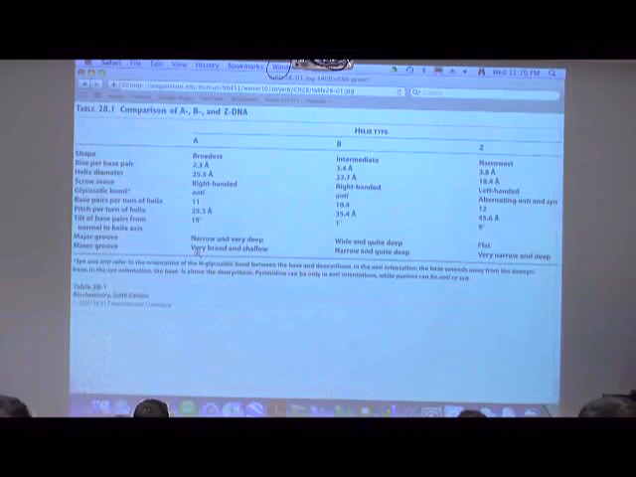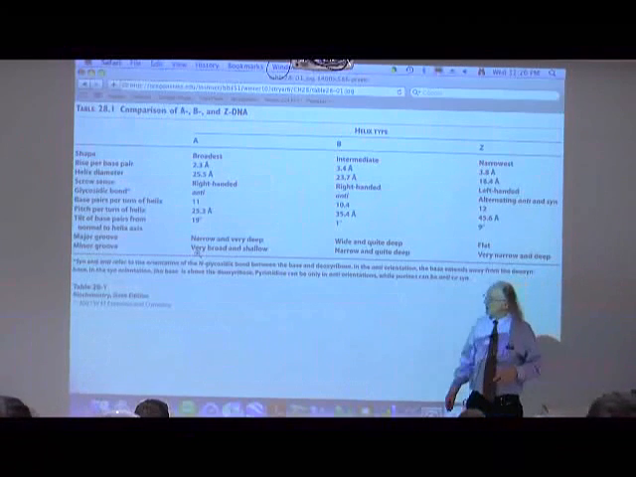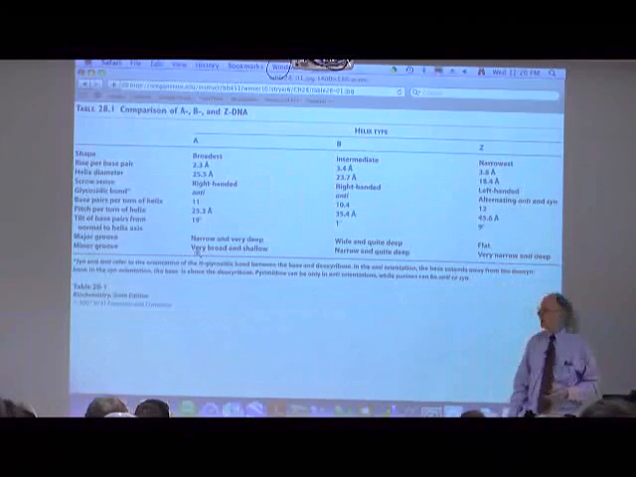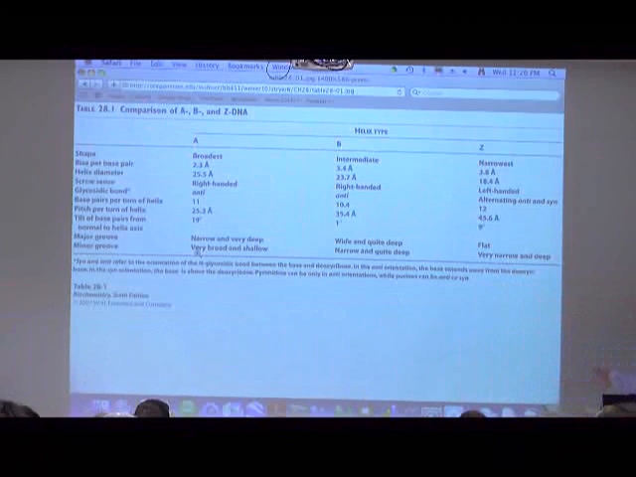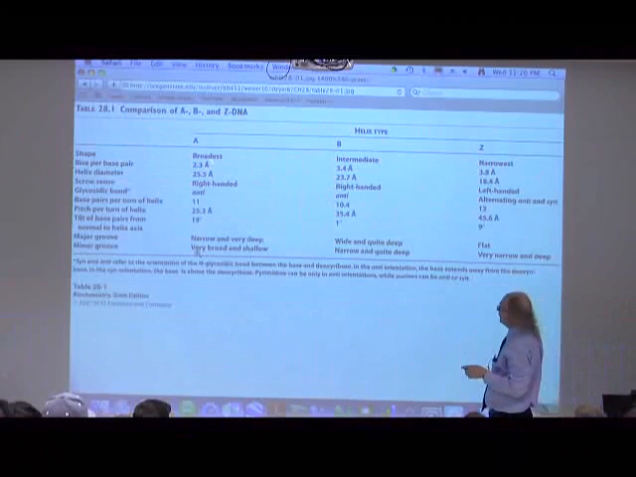Okay, here's a table that you'll ignore and I will ignore, but I just use it to show you a couple different things about the different forms. Here's the A form, the B form, and the Z form. The narrowest is the Z. Remember I told you how it's stretched out? Not surprisingly, when you stretch out a piece of spaghetti, it's going to get narrower. And that's what happens here. It's the narrowest. B form is intermediate. And A form is the broadest.